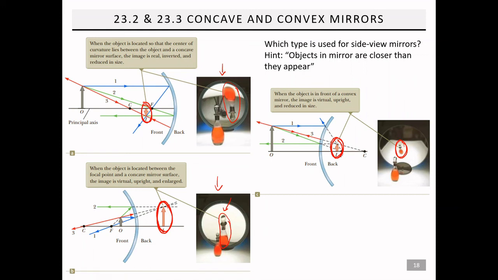So I do ask a question on this slide. I ask which type is used for side view mirrors? Which type of these two mirrors, concave or convex? The passenger side mirror in particular is not a flat mirror. It is either concave or convex. My hint to help you work through that is that the passenger side mirror says, objects in mirror are closer than they appear.